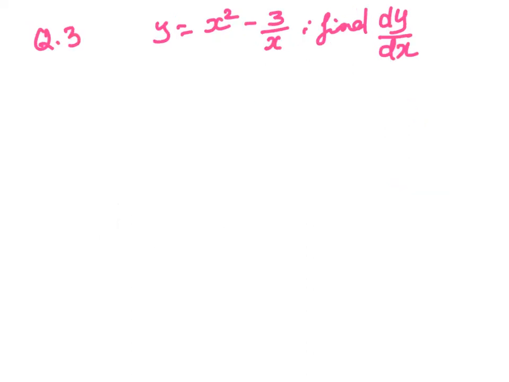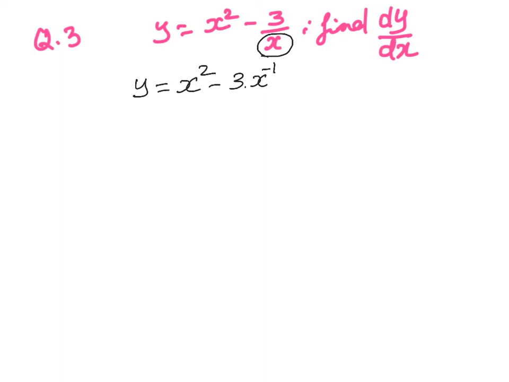Another question here. Here y is equal to x squared minus 3 over x. Find dy over dx. So here, this is not in exponential form. So I'll write this in exponential form first. So that is my first step. I must write in exponential form. So I apply the laws of exponents: 3x to the power of negative 1. I will change only x. I will not change anything with the 3, which is a constant. So this is my first step.